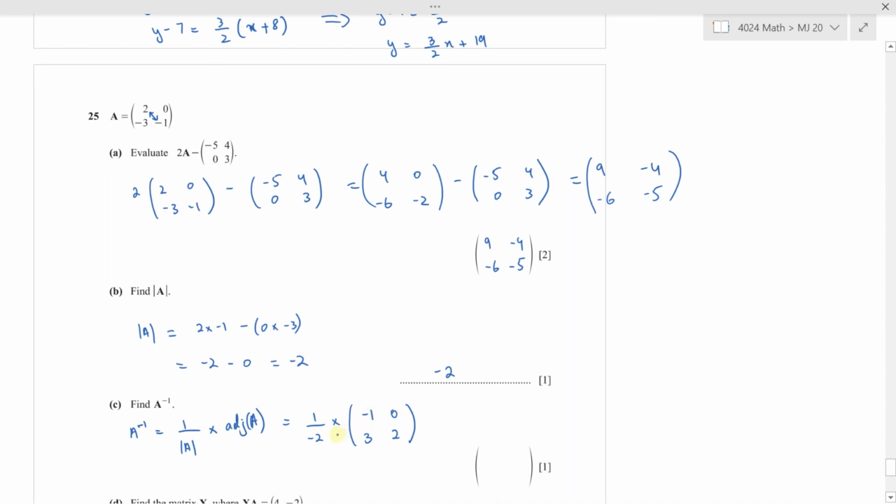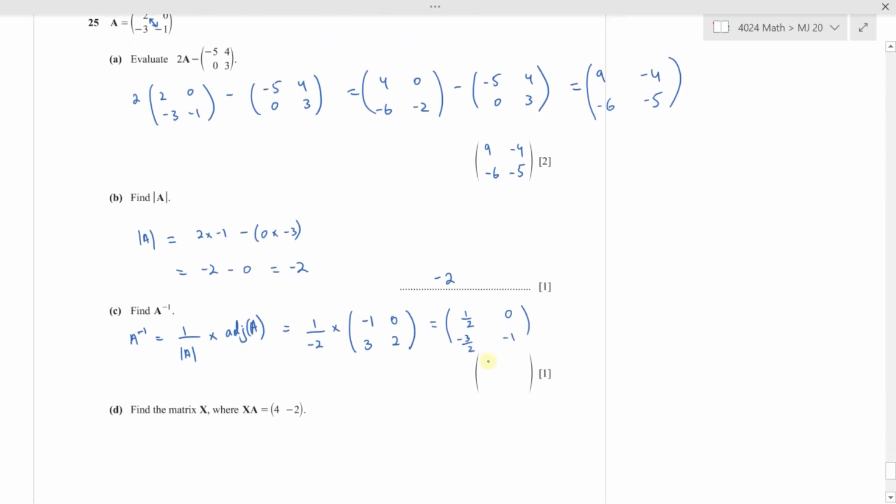And if you want, you can bring this 1 by 2 inside as well. So this will be minus 1 by 2 multiplied by minus 1, which will be plus 1 over 2. This will be 0. This will be minus 3 over 2. And 2 divided by minus 2 will be minus 1. So your final answer here will be 1 by 2, 0, minus 3 by 2, and minus 1.